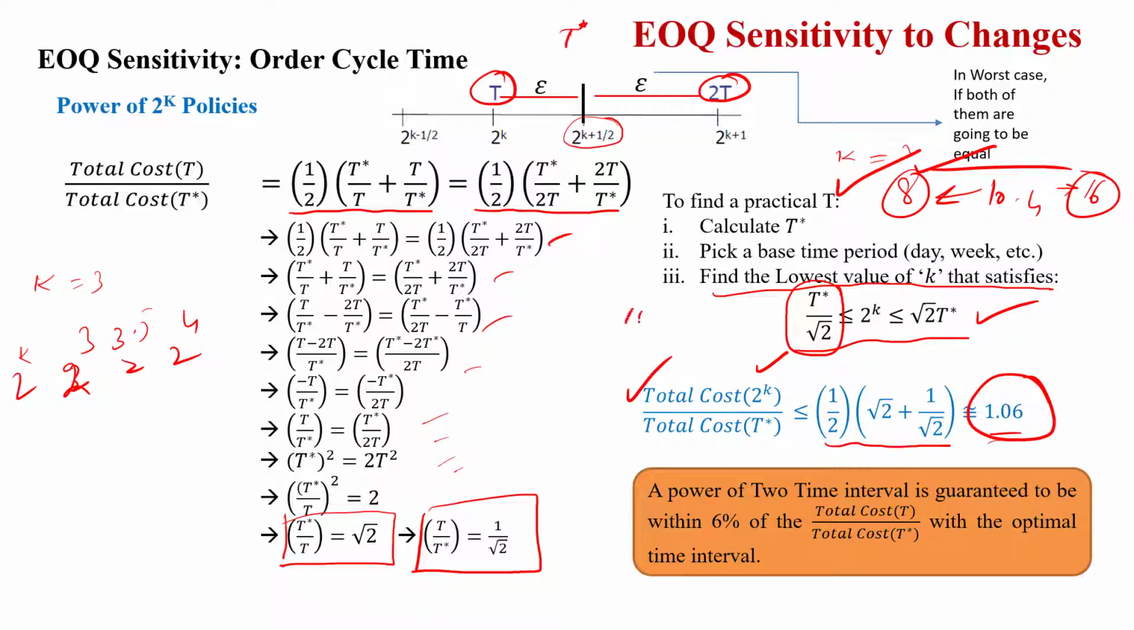The t star is 10.4, and 2 power k is going to be less than or equal to square root of 2 times t star, where t star is 10.4. And you can calculate this number.